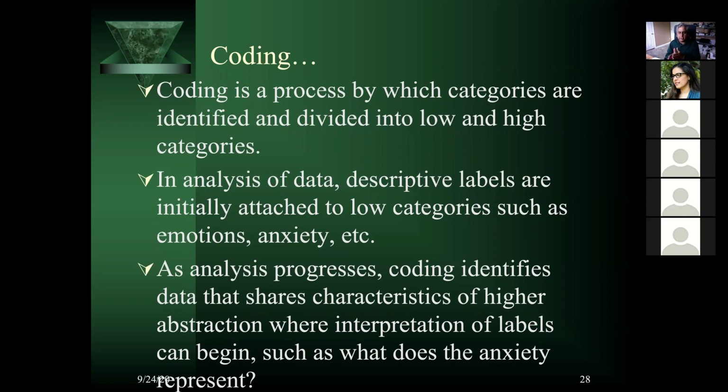In analysis of data, descriptive labels are initially attached to low categories, which I just said, emotions, anxiety, etc. As analysis progresses, as you're going deeper into it, coding, which is this grouping between high and low categories, identifies data that share characteristics of higher abstraction, where interpretation of labels can begin, such as, what does the anxiety represent to you, to the organization?